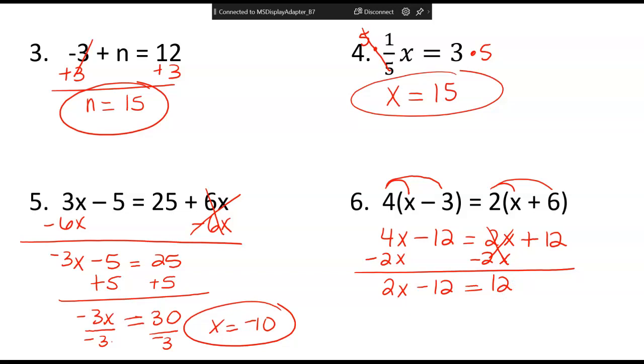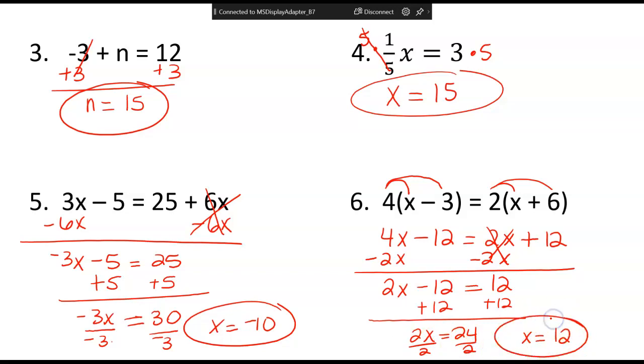Excuse me. Now what would I do? Add the 12. So I get 2x equals 24. I divide by 2, and x equals 12. Are we okay with this? Still not too terribly difficult, right?